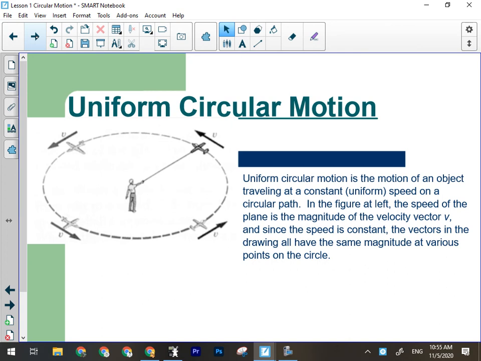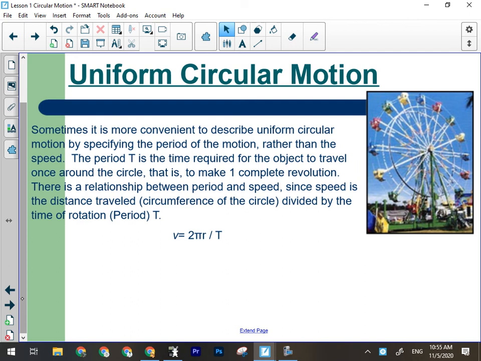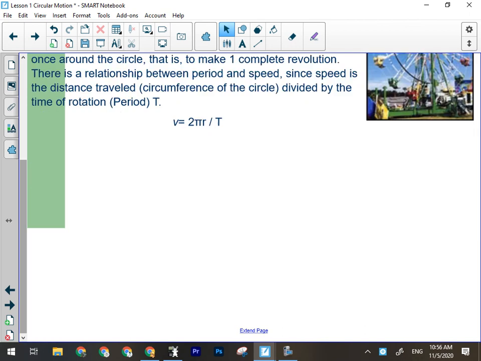All right, so sometimes it's more convenient to describe circular motion by specifying the time period it takes the object to make one revolution. And again, that's the period, how long that time takes. So we can calculate the speed something is moving at by using this formula. What does 2 times pi times r calculate? Circumference. And big T stands for period.